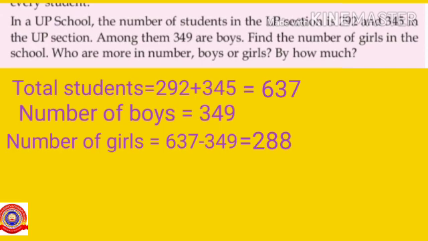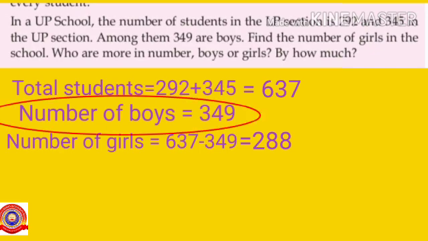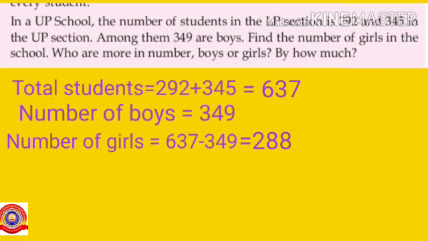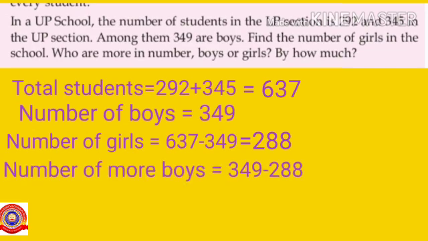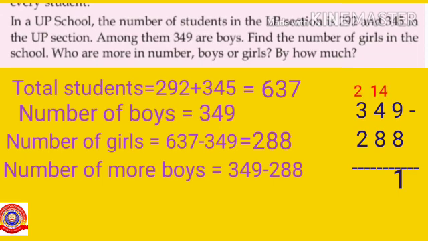Now listen children, who are more in number, boys or girls? Yes, boys are more in number. Then we have to find number of more boys than girls. For that, subtract number of girls from number of boys. That is 349 minus 288. 9 minus 8, 1. Here 4 becomes 14 and 3 becomes 2. 14 minus 8, yes, 6. 2 minus 2, 0. So, number of more boys is 61.